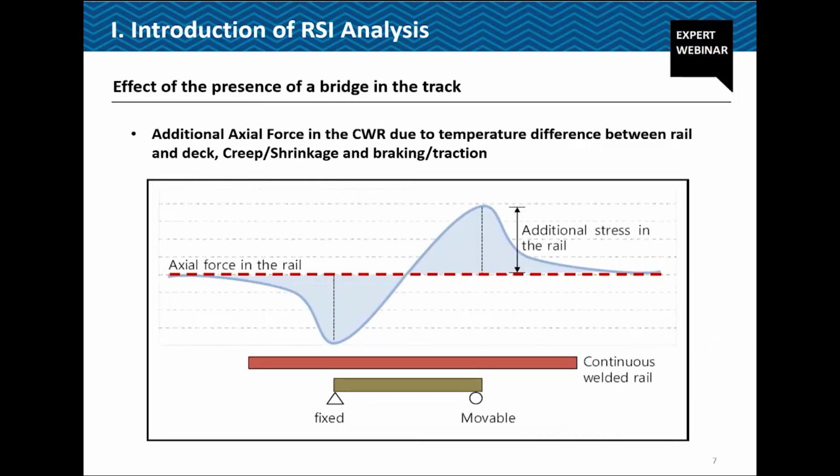In addition to this, the railway has to cross some bridges. Underneath the rail, if we have a structure, this structure also shrinks or expands due to temperature, and because of the train loading, the girder itself will deflect as well as move. Because of this, some additional stress occurs in the CWR, as you can see here.